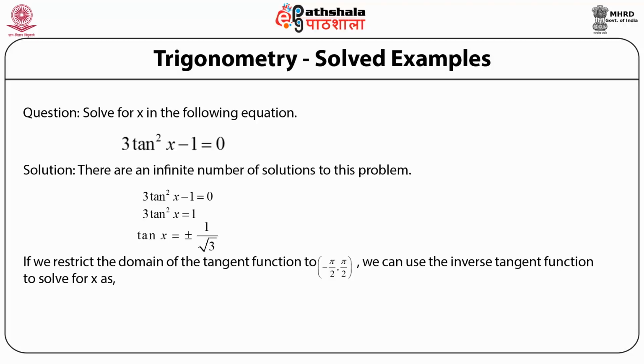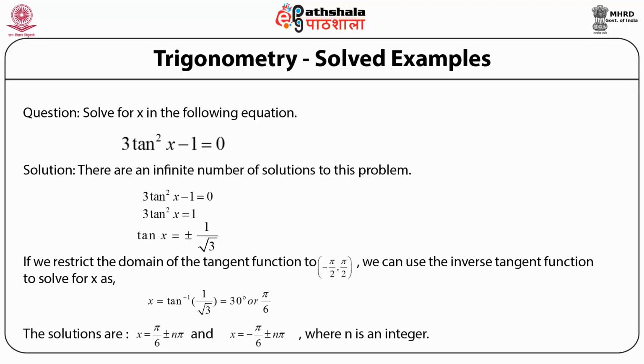we can use the inverse tangent function to solve for x as x is equal to tan inverse of 1 by root 3 is equal to 30 degrees, or it is pi by 6 in terms of radians. So the solutions are x is equal to pi by 6 plus or minus n pi, which means you add pi by 6 to pi, or you can add it to 2 pi, or to 3 pi, then the tan x of all those angles is either going to be 1 over root 3 or minus 1 over root 3. So all those angles are solutions of this problem.